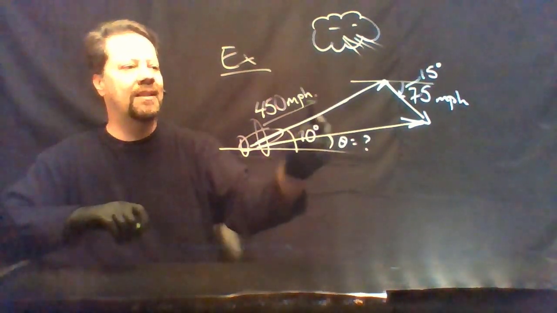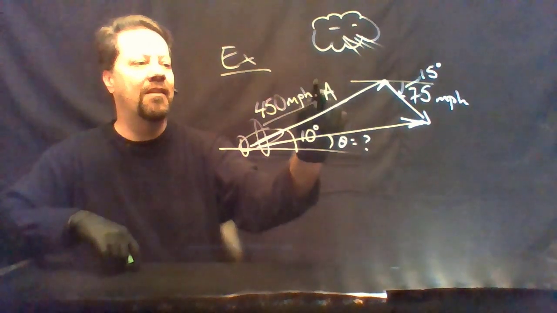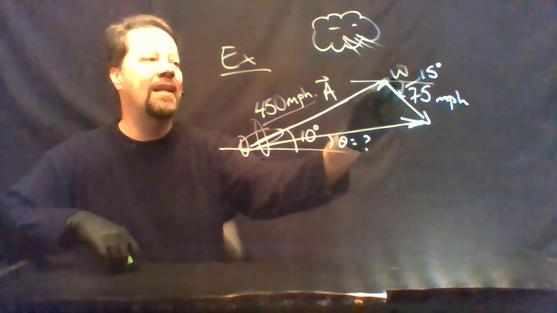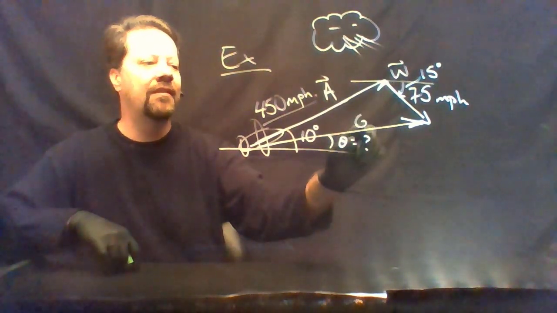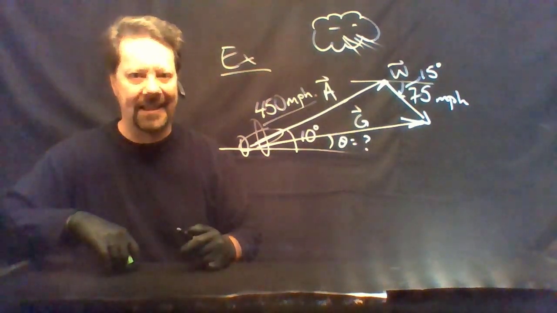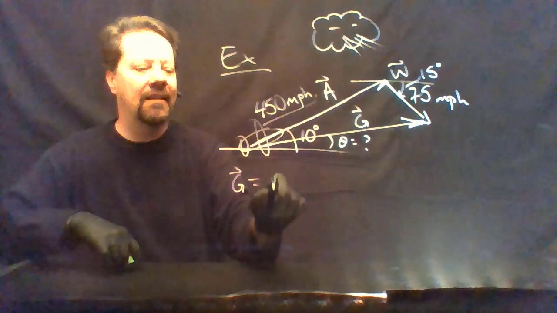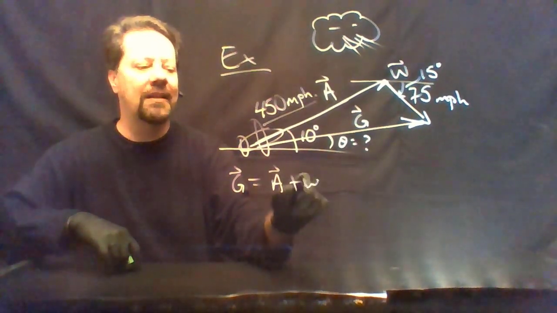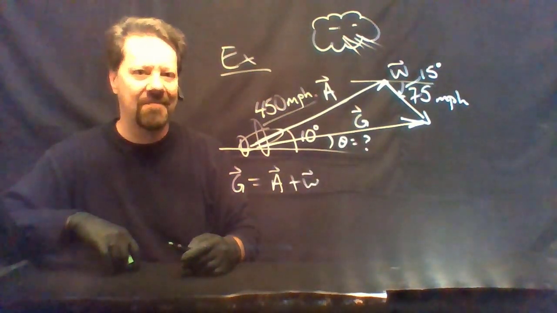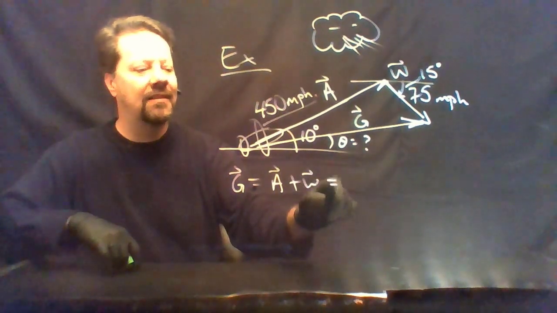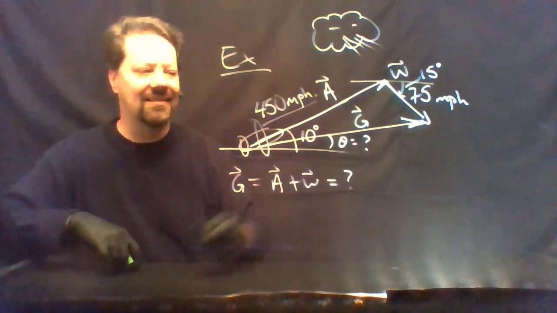Here's what we'll do. We'll have the air velocity vector and a wind velocity vector versus the ground velocity vector. The ground velocity vector will be the air velocity plus the wind velocity. Well, what is that?